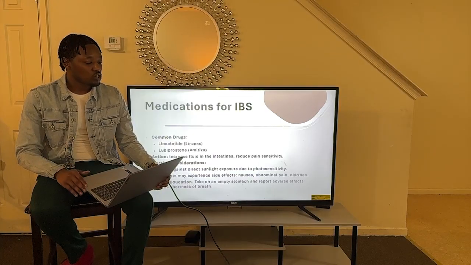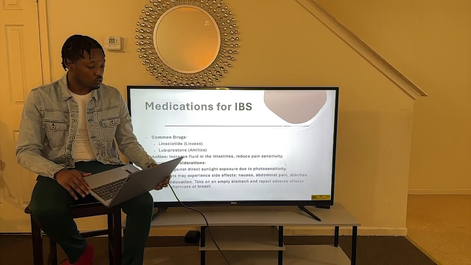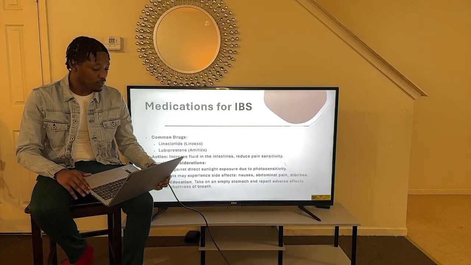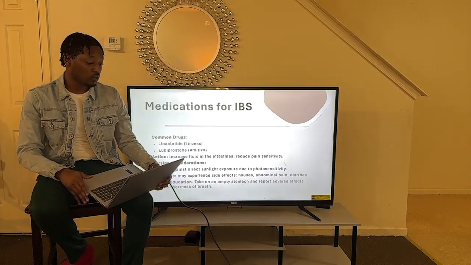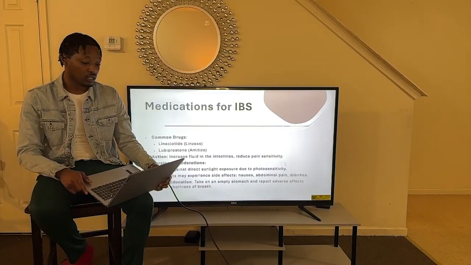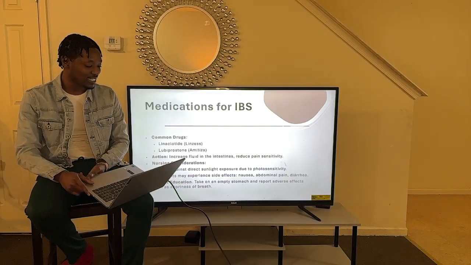Some medications to treat IBS would include linaclotide, which is Linzess, and lubiprostone, which is Amitiza. I'm not too familiar with either one of those drugs. I will definitely look them up after I'm done with this presentation.